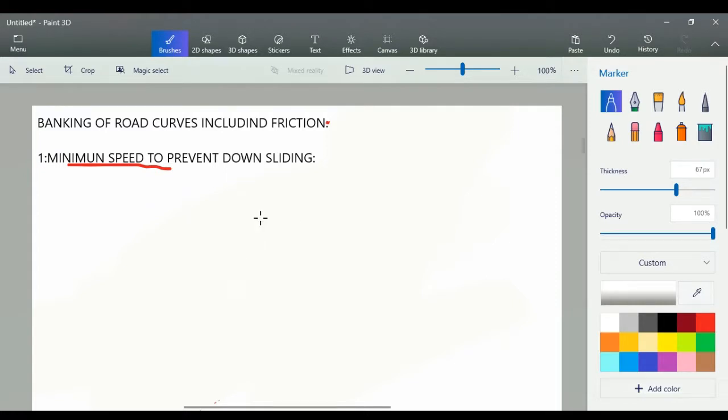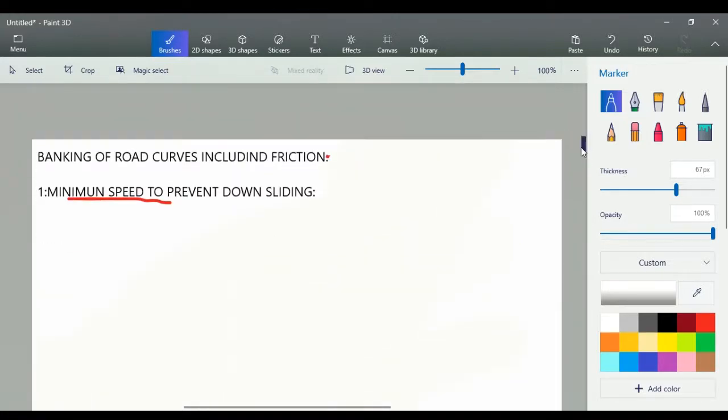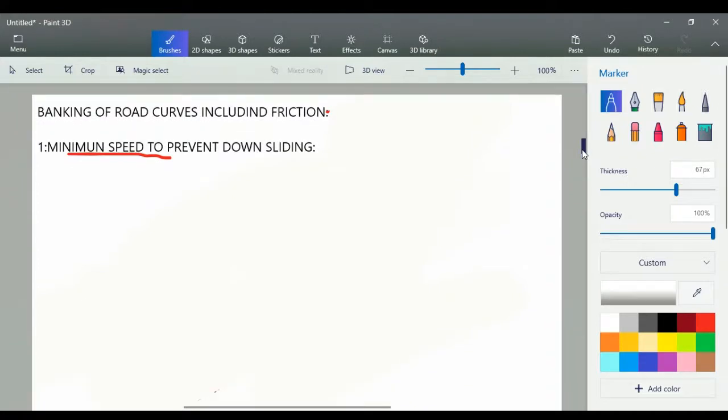Today our topic is about the banking of roads including friction. First we are going to talk about the minimum speed to prevent downsliding. This is the speed which is required to prevent the car from sliding down in the circular path.